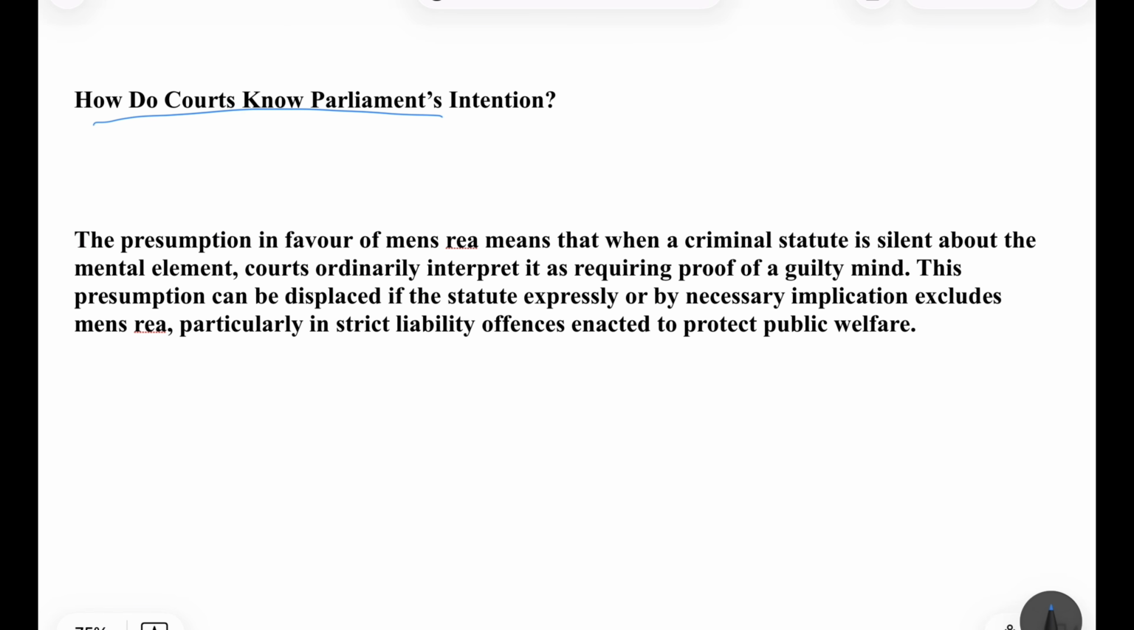In the previous slide I mentioned Parliament's intention. How do courts know about Parliament's intention? First of all, we need to understand the concept of mischief rule. In the interpretation of statutes, under the mischief rule we have to understand legislative intent. From this, courts infer Parliament's intention.